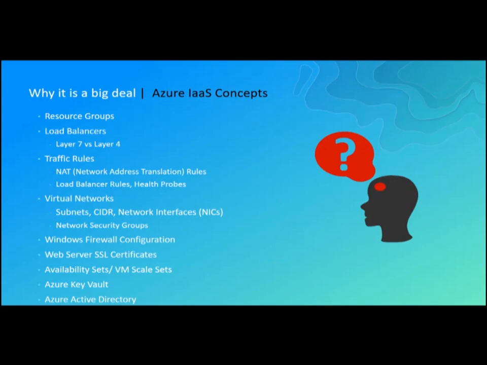So why is this a big deal? Why am I making such a big deal out of this strategy? If you think about Azure and the infrastructure as a service, there's a lot of concepts involved today. There's things like resource groups, load balancers, traffic rules, network security groups, virtual networking concepts around those like subnets and CIDR blocks, etc. And then there's IT-related things like the Windows firewall, installing SSL certificates, and you need to know what are availability sets, availability zones, and scale sets. So there's a lot to learn there, and there's a lot of terminology and nomenclature.